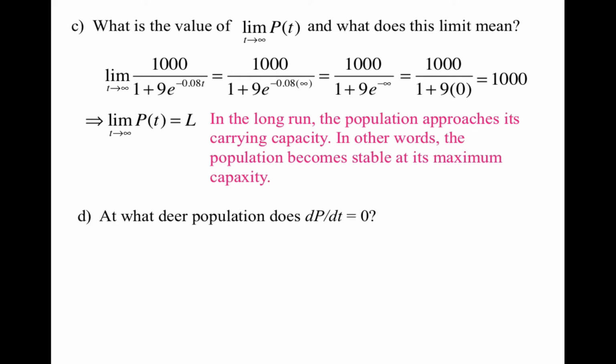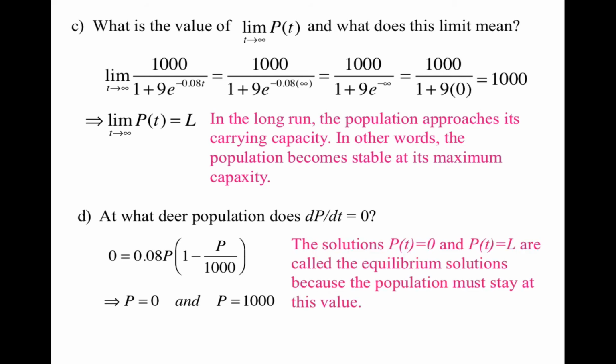At what deer population does the rate equal 0? So that means I'm going to set my rate equal to 0 and solve for P. And so when I set each factor equal to 0, I get that P will equal 0 and P will equal 1,000. So the solutions P of t equals 0 and P of t equals my carrying capacity are what are called the equilibrium solutions, because the population must stay at this value.